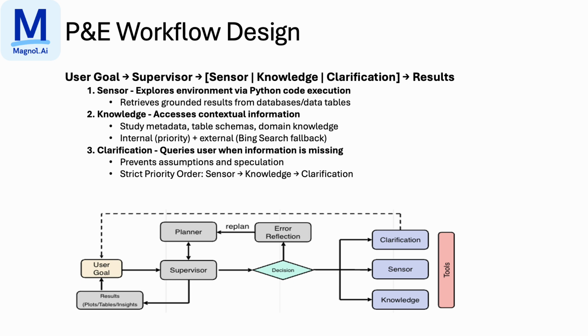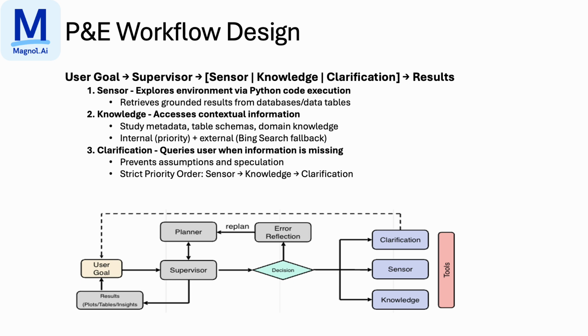is used by the system to explore the environment using Python code execution, retrieve grounded results directly from databases or data tables. Next, knowledge is used to assess contextual information, such as study metadata, table schemas, and domain knowledge. Internal sources are prioritized, but external sources like Bing search can be used as a fallback.